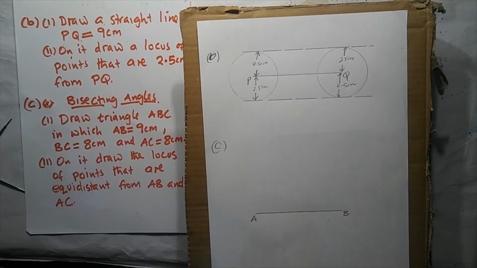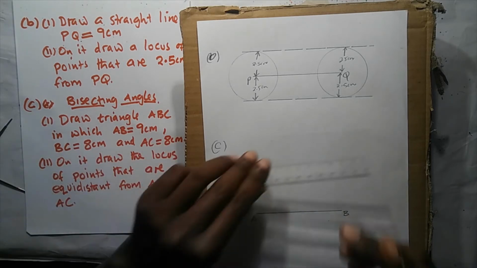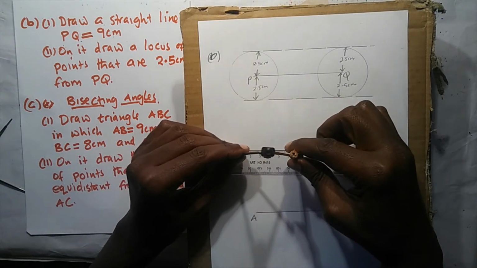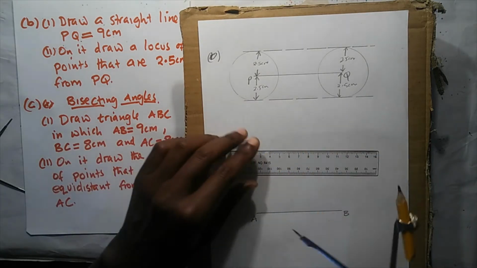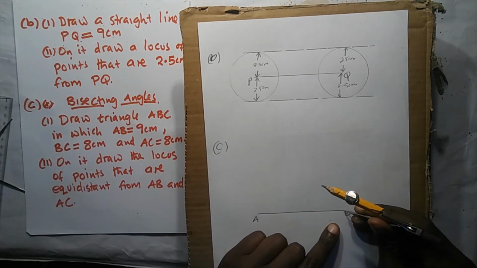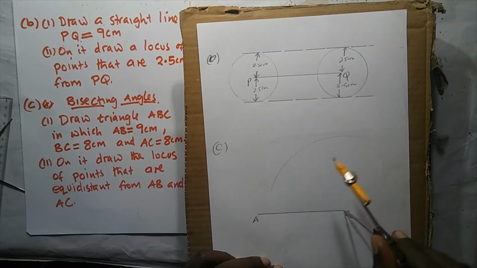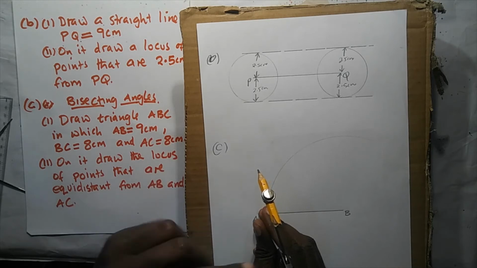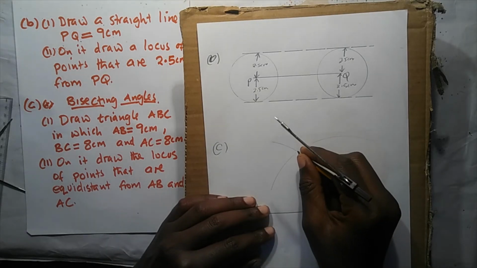And then we are told that BC is 8 centimeters and AC is also 8 centimeters. So we'll get our ruler and measure 8 centimeters using the compass. I'll open the compass 8 centimeters up to here. Then I'll go to B. You place the compass at B and draw an arc. Then you come to A also, because it's the same length, 8 centimeters, there's no need of changing the radius. So you draw another arc there. So the 2 points are meeting here.